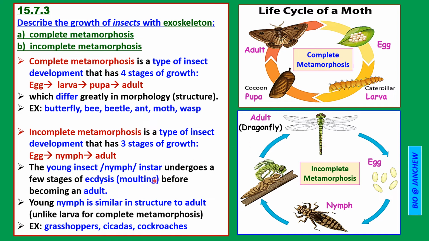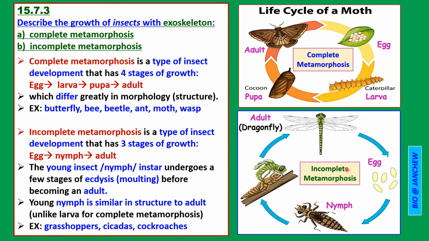So we will study that later. So the young nymph is similar in structure to the adult. All right, this is the young nymph or the young insect. More or less similar in structure to the adult, except that it does not have full-grown wings, and it is not sexually matured, so it cannot reproduce when it is a nymph.